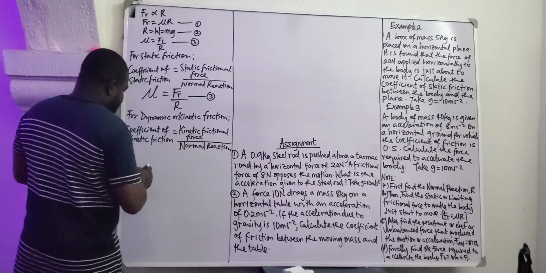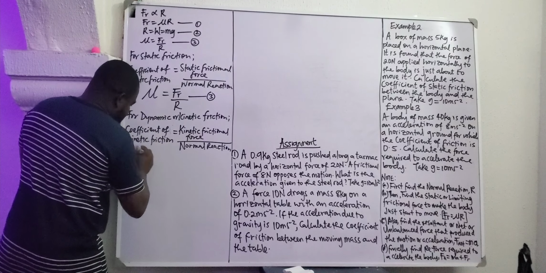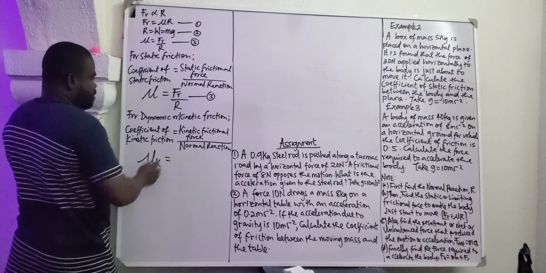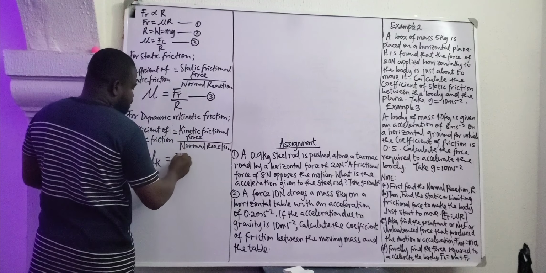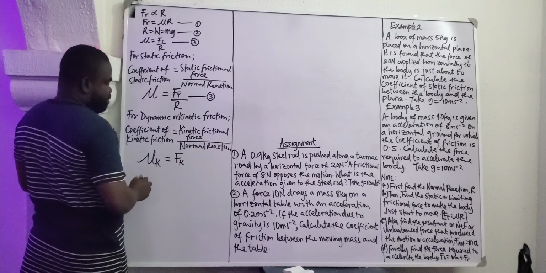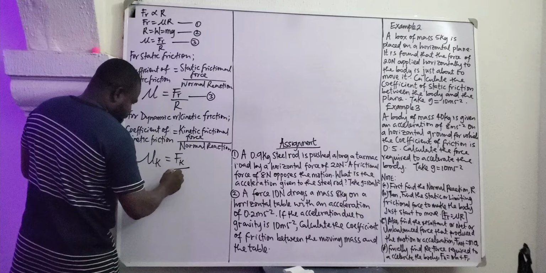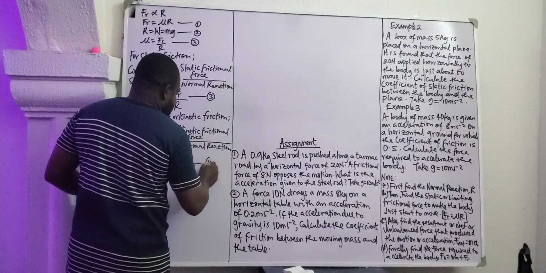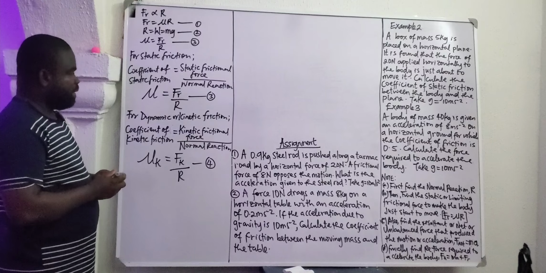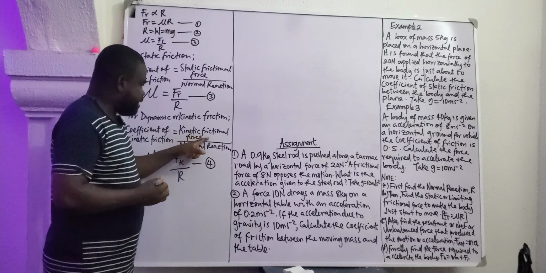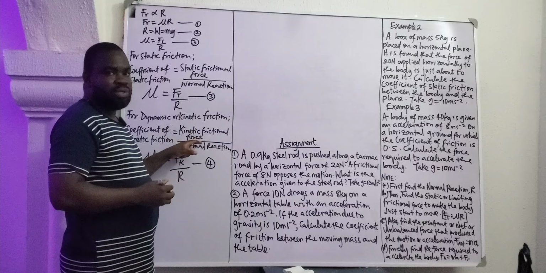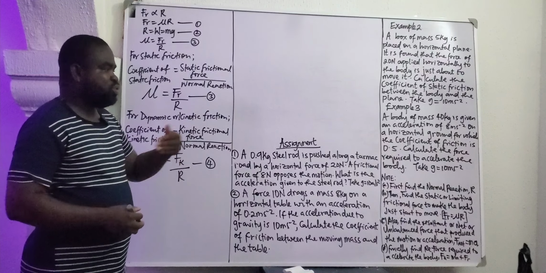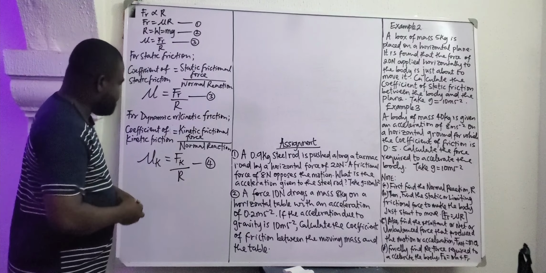Okay, so at the initial here now for coefficient of kinetic friction, I will use mu k for kinetic. This frictional force, coefficient of kinetic friction or dynamic friction, divided by the normal reaction. So I call this equation 4. Now there's something I want to say here.